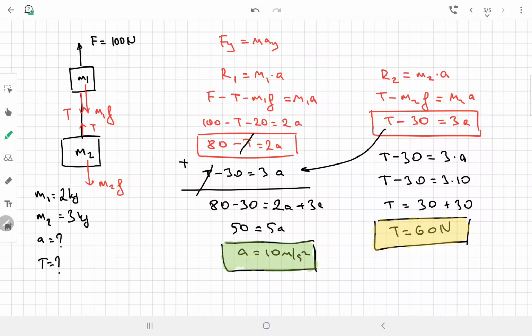So let's summarize. Draw all forces acting on each object. We call it a free body diagram. Then just simply apply Newton's second law. Resultant force equal to ma for each object. That's all.